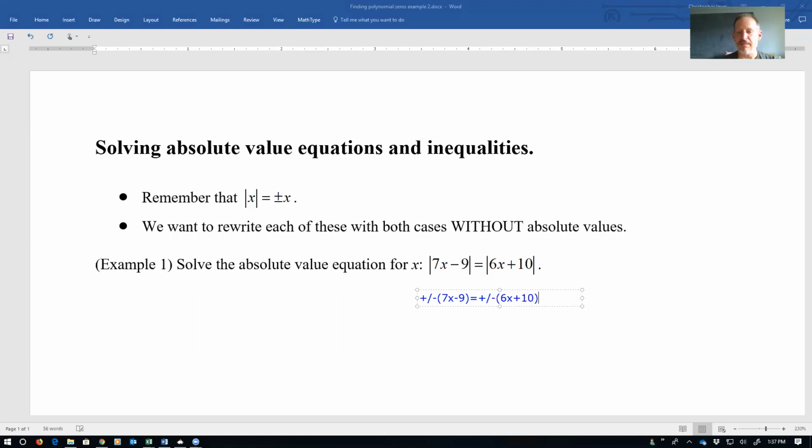However, you might be able to see that two of these will be the same. The plus plus and the minus minus will be the same. The plus minus and the minus plus will be the same. I'm going to separate these into two equations without the absolute values. The first one will be plus plus. So I'll consider 7x minus 9 is equal to 6x plus 10. The next one, I'll do a plus minus in any order. 7x minus 9 is equal to negative the quantity 6x plus 10.